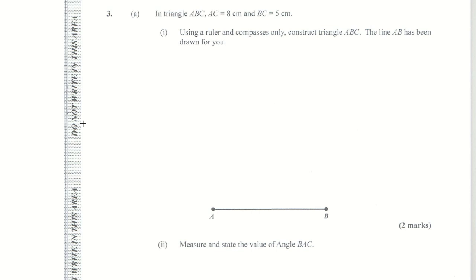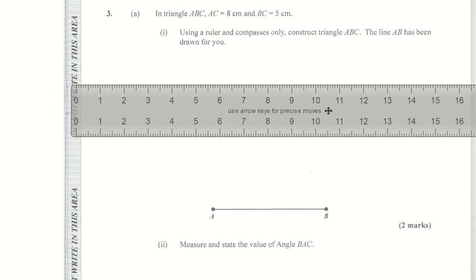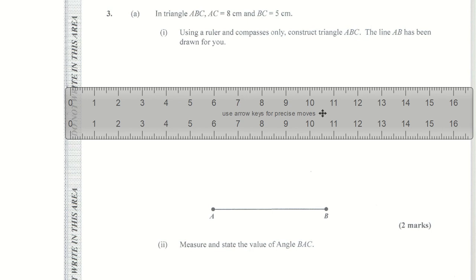So first things first, we're going to take our ruler out. You're going to take your compass and you're going to open it 8 centimeters long. So from 0, you can open it out to 8. Right here is 8. Right, let's change this to black.